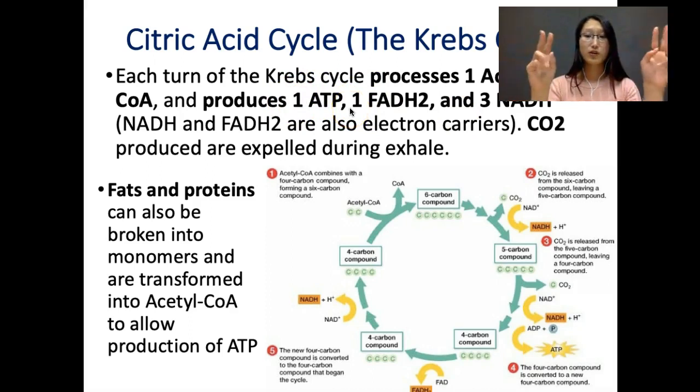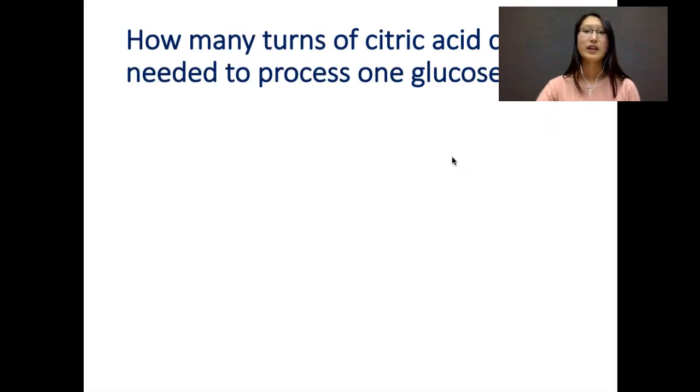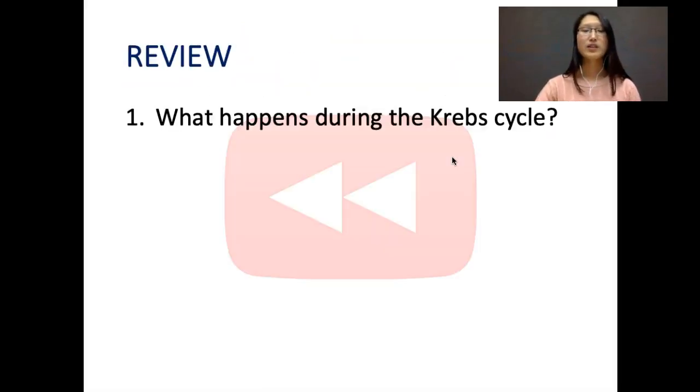So from 1 glucose, we got 2 acetyl-CoA, so each of the acetyl-CoA will go through the Krebs cycle once, so that you'll make 2 ATP in total during Krebs cycle per glucose. You should know that FADH2 and NADH are made as electron carriers that carry electrons to the electron transport chain. You have to know this now. All right, let's take a look at the questions.